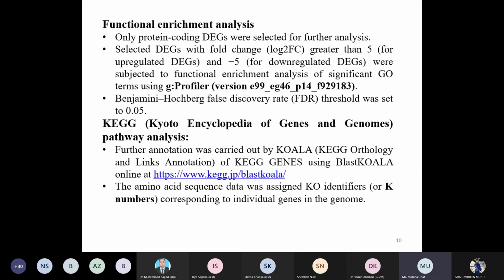Further, we went for functional enrichment analysis. Only protein coding DEGs were selected for further analysis, and selected DEGs were subjected to functional enrichment analysis of significant GO terms using g:Profiler, and the FDR threshold was set to 0.05. Then KEGG pathway analysis was carried out, and annotation was done by the KOALA annotation tool, and genes were obtained using BLASTKOALA online, and amino acid sequence data for assigned KO identifiers or K numbers corresponding to individual genes in the genome were worked out.